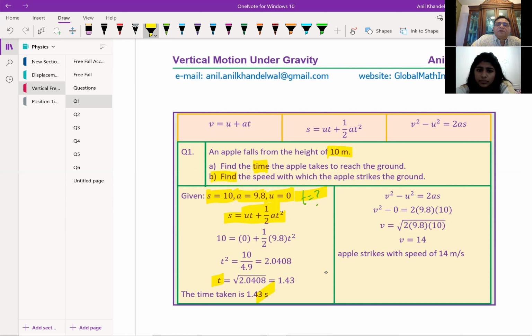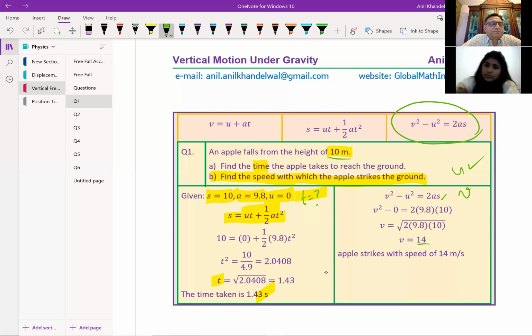Now part B, find the speed with which the apple strikes the ground. That means now you want to find the final velocity V. You know the initial velocity. So the best formula which connects these is V squared minus U squared equals 2AS. Acceleration is always known to you. So this is the best formula. You know all the figures. You know S, which is 10 meters. Plug in the values and get your answer. That is how you're going to do it.